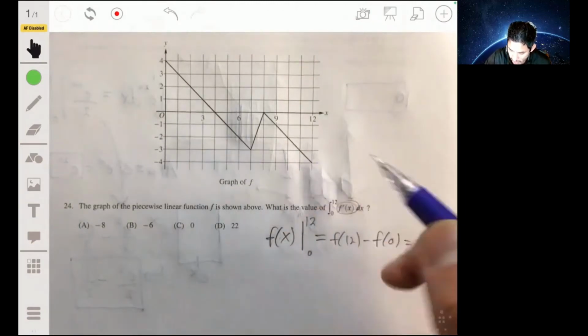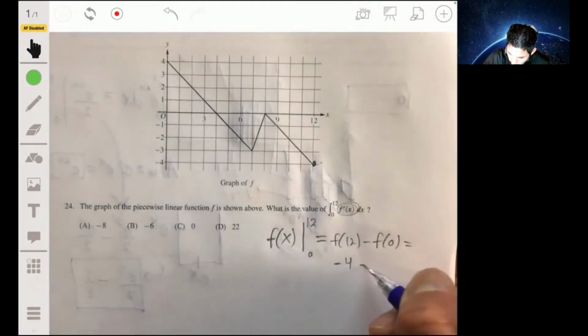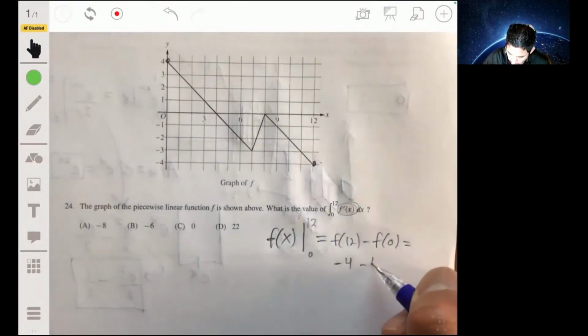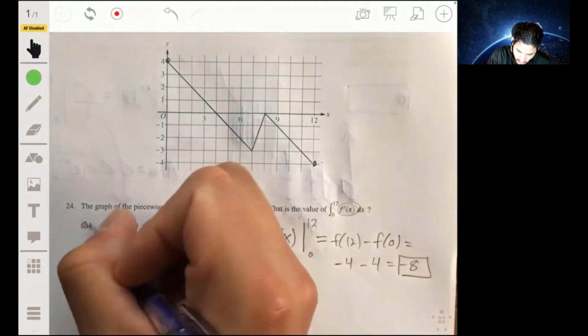And we're given the graph of f. So f of 12 is negative 4. And f of 0 is 4. So we have negative 4 minus 4, which will be negative 8. So our answer will be A.